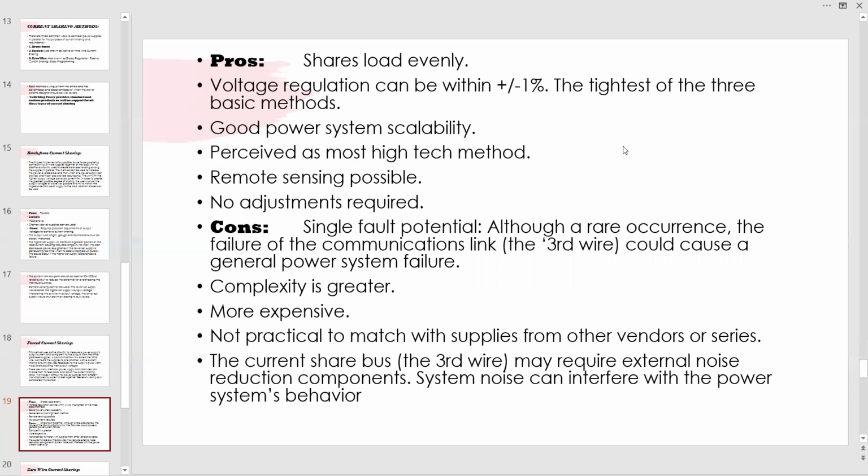Cons: single fault potential. Although a rare occurrence, the failure of the communications link, the third wire, could cause a general power system failure. Complexity is greater, more expensive, not practical to match with supplies from other vendors or series. The current share bus, the third wire, may require external noise reduction components. System noise can interfere with the power system's behavior.